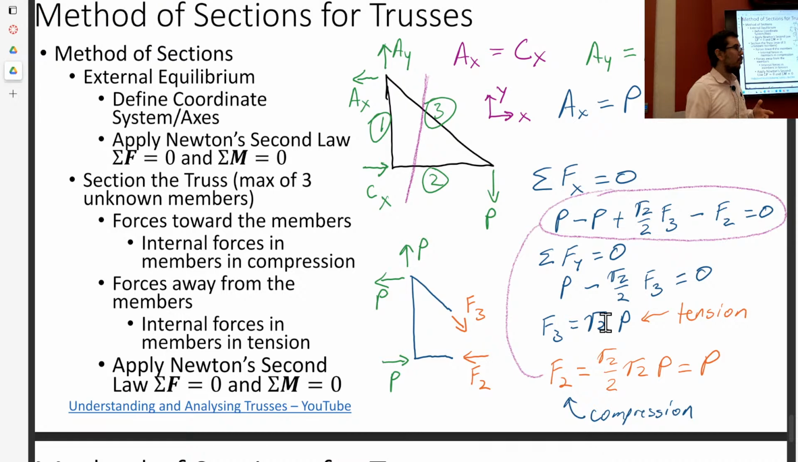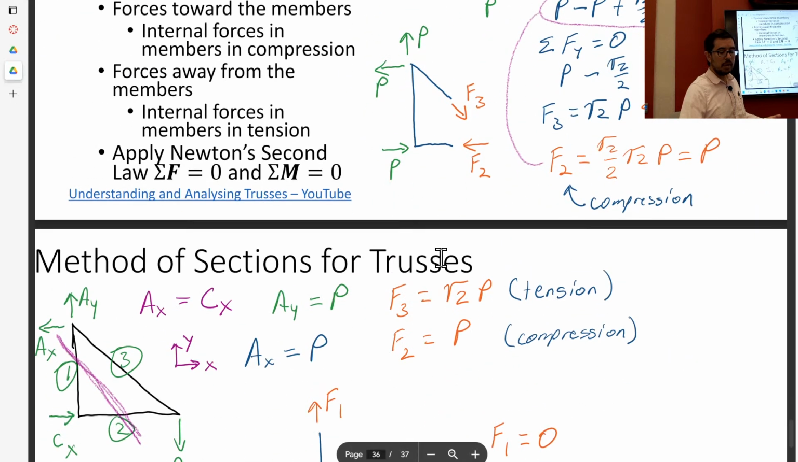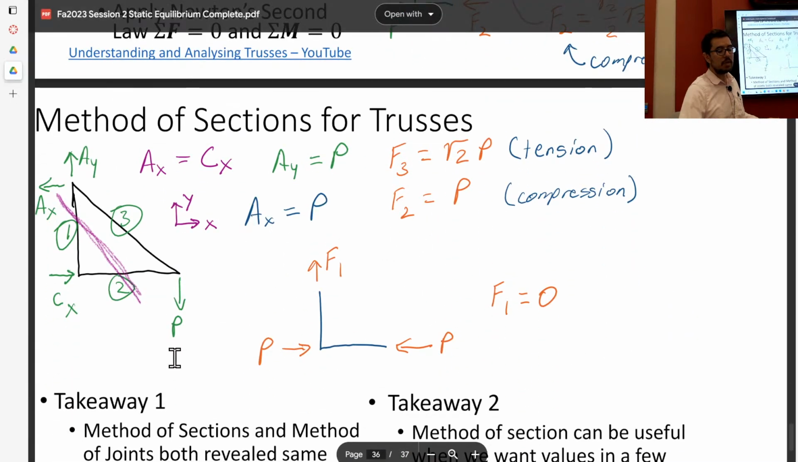I wasn't able to solve for F1 here. Okay? I don't know what the force in member 1 is, but I do know what the forces are in members 2 and 3, because those are the ones I sliced. What if I want member 1 using method of sections? Well, then I draw another slice, and I can get equations for member 1 and member 2. Any questions? Okay.